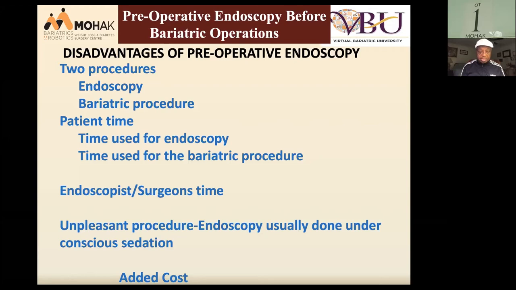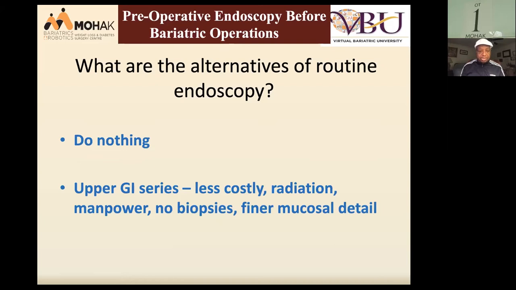What are the choices? Up to this time, you do nothing, or you could do an upper GI series, which is less costly, but there's radiation exposure and more manpower involved. However, it's inadequate because you cannot do biopsies, and upper GI series does not define finer mucosal details. Next.